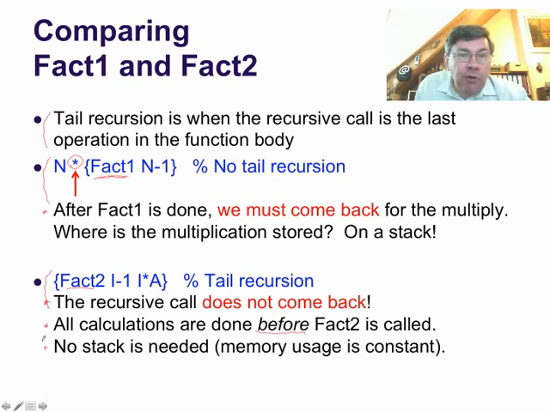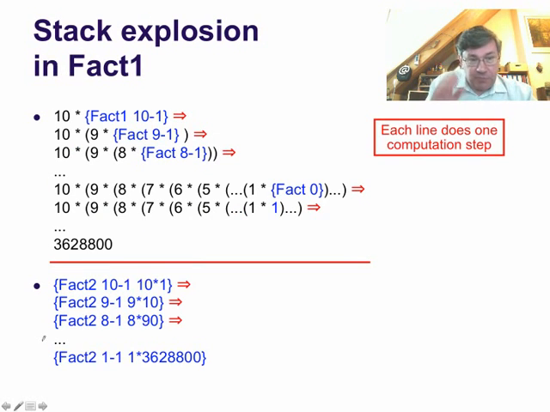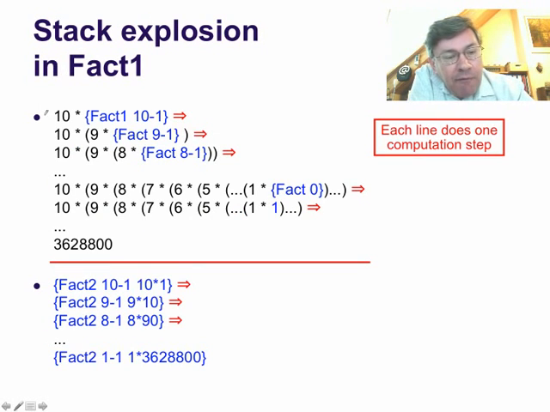Let's now take a closer look at an actual execution. Here above the red line, we have fact1. We will do factorial 10. This gives us 10 times fact1 of 10 minus 1, which is fact1 of 9. So while this fact1 of 9 is being calculated, this 10 times has to stick around. And so we continue. Fact1 of 9 gives us 9 times fact of 9 minus 1. So the 9 times and the 10 times both have to stick around, and things continue.